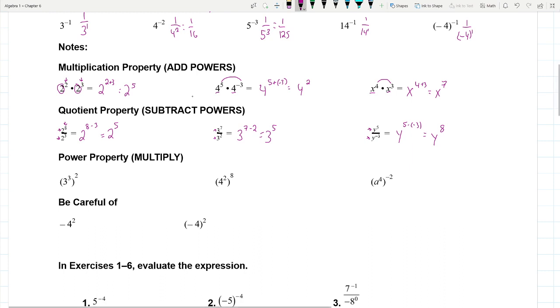Now you could probably start thinking, alright, we can add, we can subtract. Are we able to multiply? And the answer is yes, and that's using the power property. The power property lets us multiply.